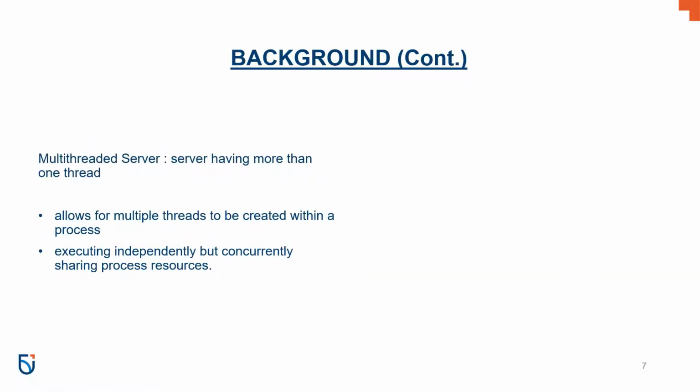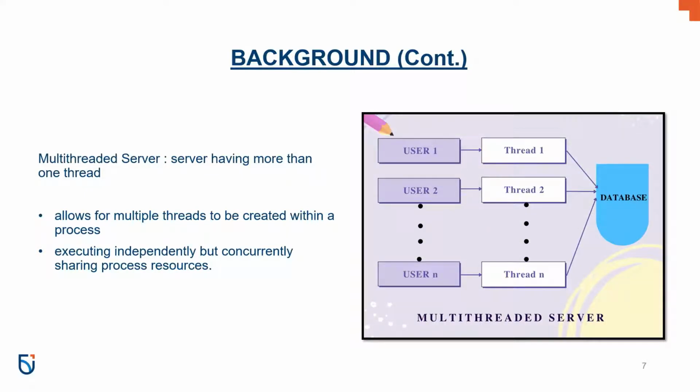Multi-threaded server. The name suggests it all, right? A server having more than one thread is known as multi-threaded server. When a client sends the request, a thread is generated through which a user can communicate with the server. This chart will be helpful for better understanding. Here we can see that when user 1 made a request, thread 1 is generated. Similarly, when user 2 made the request, thread 2 is generated. Just like that, user n, of course, it's a variable, and then thread n is generated. So this is how actually multi-threaded server works.